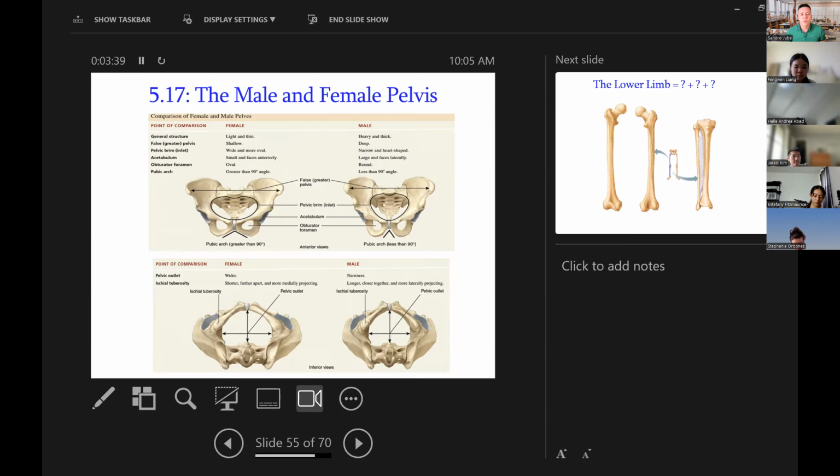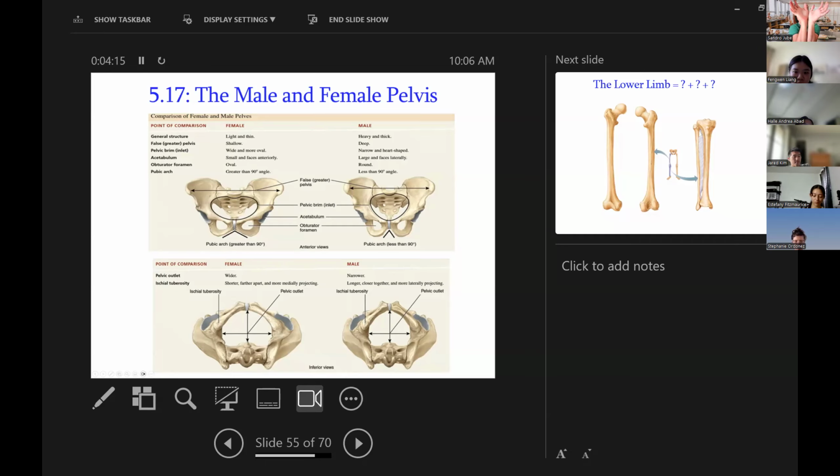One of the differences between the male and the female pelvis is the general structure of the bone. The female is usually lighter and thinner than the male, which is heavier and thicker. Why? Because males in general are usually bigger. Okay. Next, we have the false pelvis. Remember, the false pelvis is the bony surface. We can see that the false pelvis of the female is shallow.